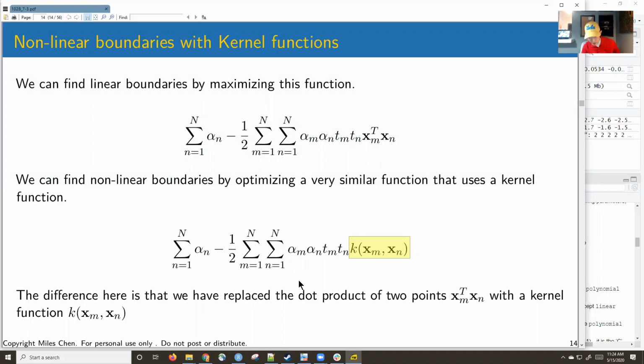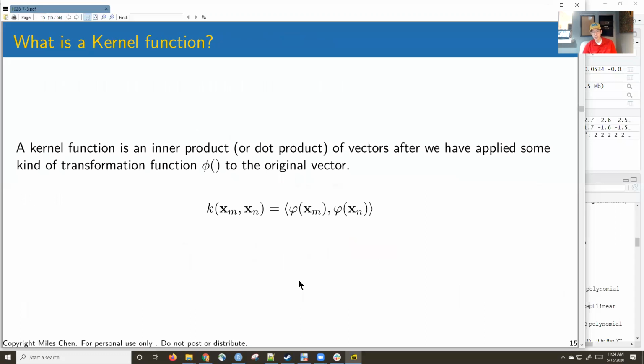A kernel function itself is an inner product, okay? Much like the dot product, okay? Itself is an inner product, but it's an inner product after we apply some transformation function. So you have a transformation function phi that transforms the data. So we've got our vectors in 2D space. We transform our data from 2D space into a higher dimensional space.